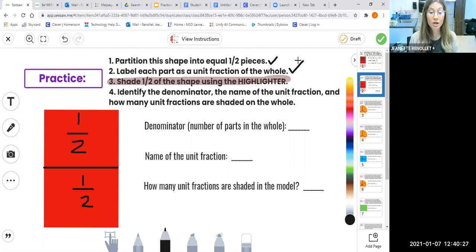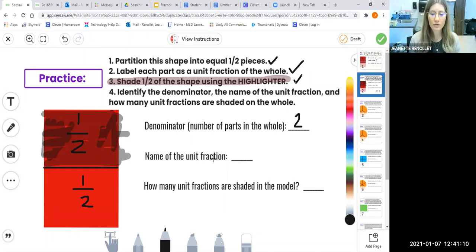Step 3 says shade 1/2 of the shape using the highlighter. Okay, I'm going to shade only 1/2 this time, not 2 1/2s. All right, I have now done step 3. Check your screen, make sure yours is matching mine. Next, I need to identify the denominator. I look at my unit fraction, I see my denominator is 2.